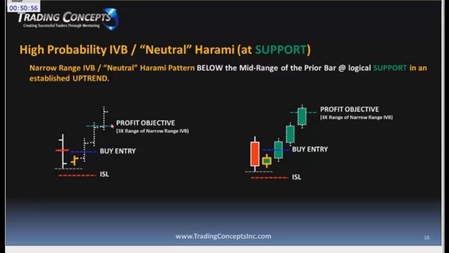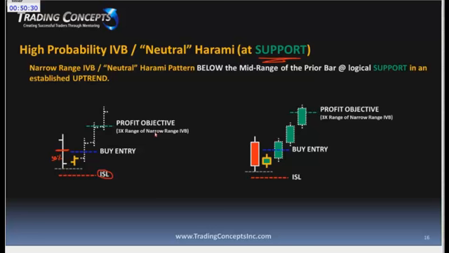Okay, and especially when you're buying the market in an established uptrend into a logical support level. Okay, and it's in the bottom 50% of the prior price bar's range, like it is here. Once that market pops up through the high of that inside pattern, I love those trades. I'll take them all day long, okay? Again, your initial stop loss, your ISL, is placed below the low of the prior price bar.